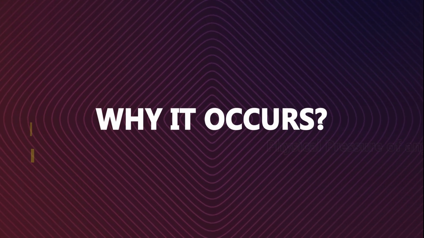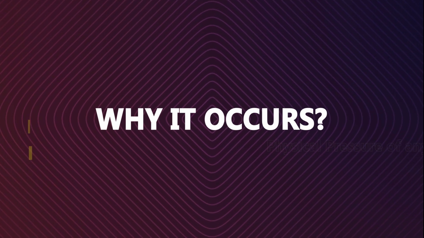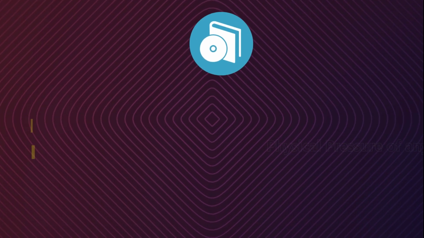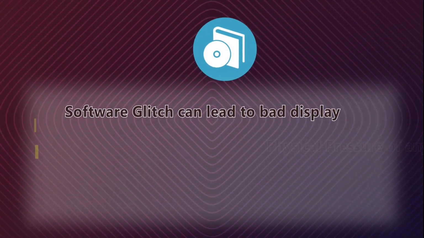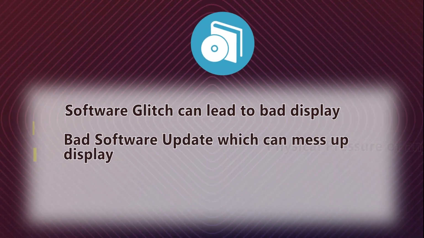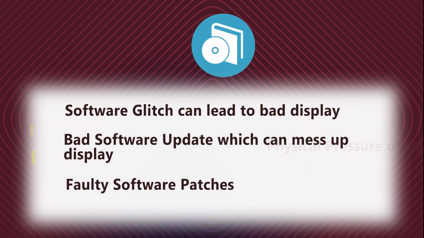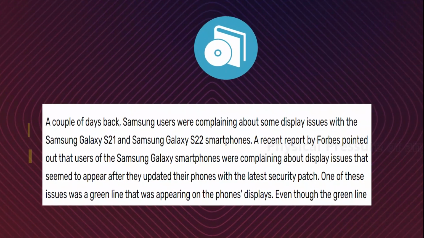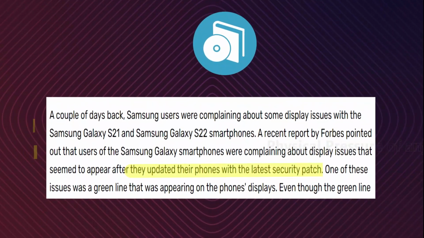So, why does this occur? Let's check. Mainly there can be two reasons, a software reason and a hardware reason. If the issue is software related, then it can be due to a software glitch, a bad update, or something other than that. According to Forbes, many Samsung users saw this green line issue for the first time after a certain security patch rolled out.